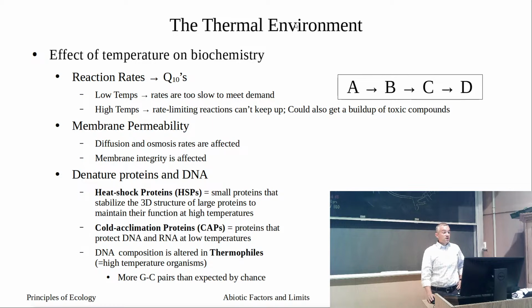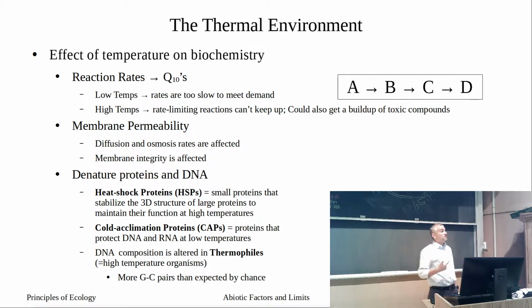So we could have a situation where temperature goes down and we can't keep up. We need D to live and to survive, but because the temperature went down, because our rate slowed, we can't get to D. It's too slow. We are consuming more than we are producing. That's a bad thing.